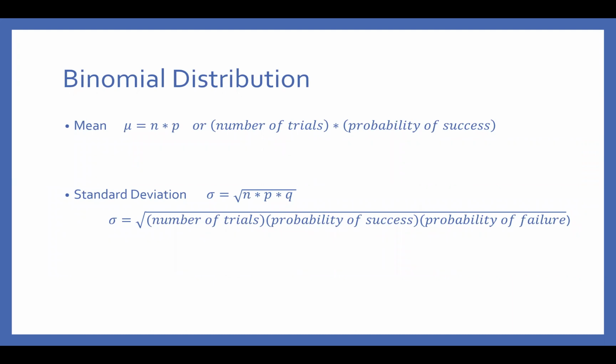There are formulas for calculating the mean and the standard deviation, and I do not think Minitab does these two calculations for you, so you'll have to do these by hand. But these are a lot simpler than the one we were just doing, because to find the mean, you simply multiply the number of trials times the probability of success. Pretty straightforward. For the standard deviation, it's the number of trials times the probability of success times the probability of failure, and then you take the square root. Again, those calculations are a whole lot easier than the ones we just had for general.